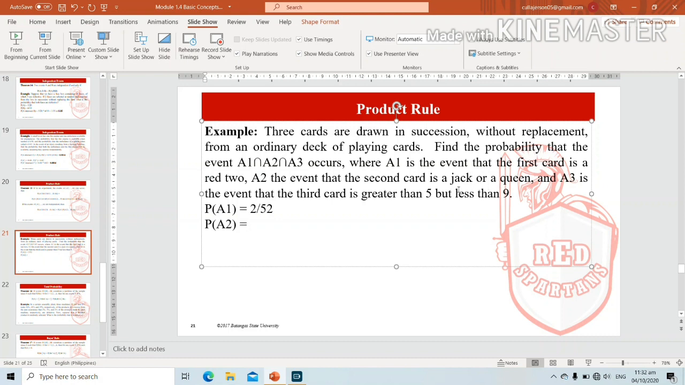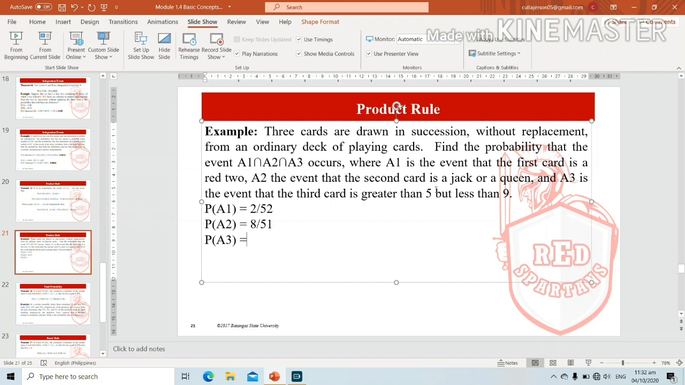Ilan ba yung ating jack? Meron tayong 4 na jack. Yung isang jack na heart, diamond, spade, and flower. Then, ganun din yung queen. So, ibig sabihin, 4 times 2 ay 8. Then, kung nabunot mo na sa una yung red 2, 51 na lang yung ating denominator.